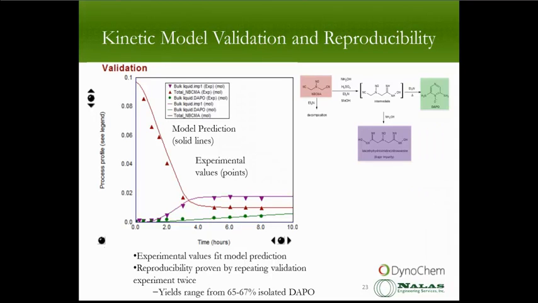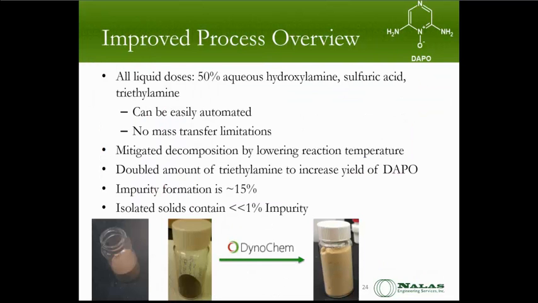We monitored the reaction by HPLC and then compared the experimental values to the model prediction. You can see the experimental values we obtained, which are the points in the screenshot, matches the modeling prediction, which are the lines in the screenshot. We repeated the validation experiment twice and proved reproducibility of the reaction using the new conditions. Our isolated yields range from 65 to 67% of pure DAPO between 3 experiments. After validation of our DynoChem model, our process had significantly improved over the original process.